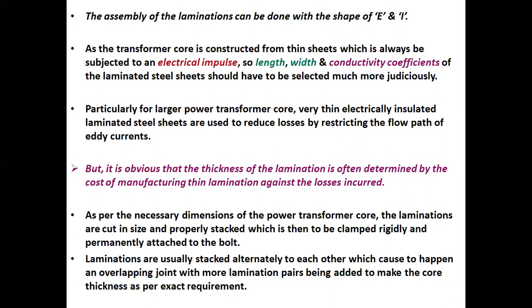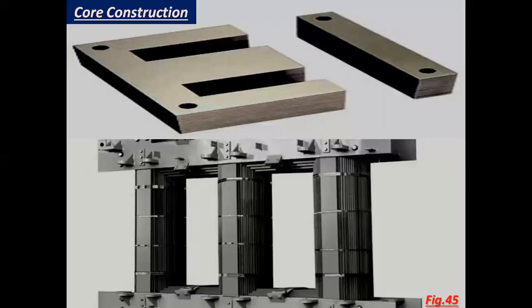As per the necessary dimensions of the power transformer core, the laminations are cut to size and properly stacked, which is then clamped rigidly and permanently attached with bolts. Laminations are usually stacked alternately to each other, which causes an overlapping joint, with more lamination pairs being added to make the core thickness as per exact requirement. See the core construction type, E and I.